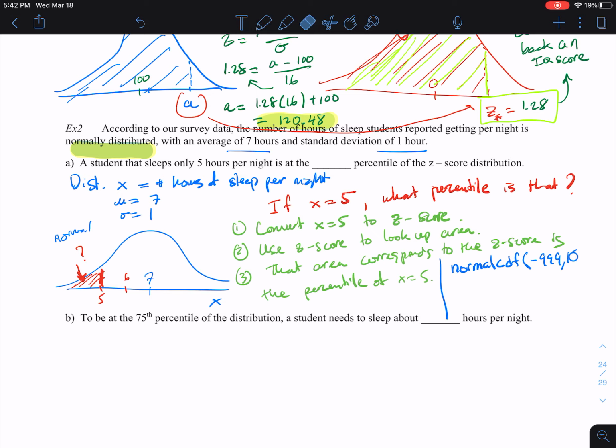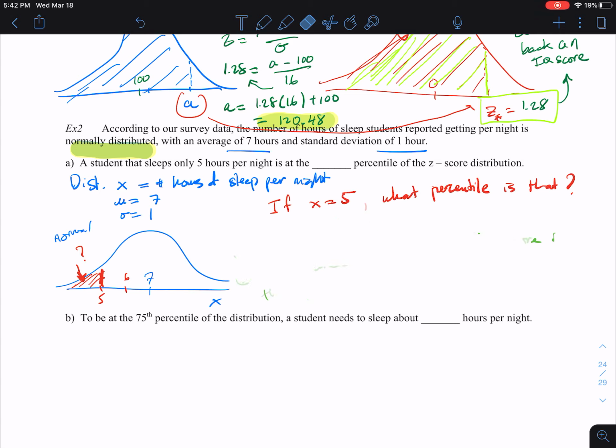Excuse me, let me go ahead and erase this. I'm going to erase all this here to get some space. All right. So I'm going to use the command normal CDF of lower bound, upper bound, and then mu and sigma. That's what we want to use.